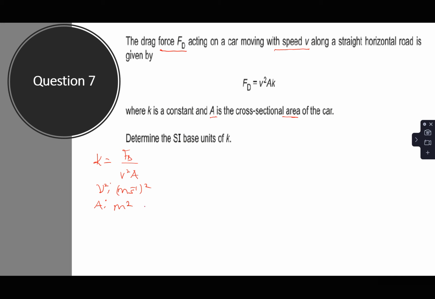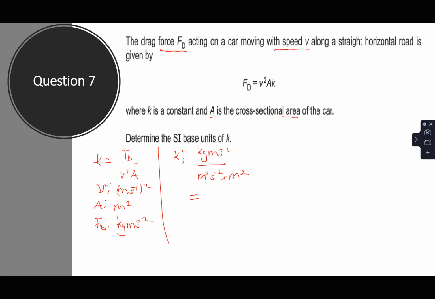And also we have F, the drag force Fd. Remember, force is mass times acceleration. So mass is kilograms, acceleration is meters per second squared. So all that remains is to combine these quantities into the base units of K. So the base units of K will be equal to the base units of force, which are kilogram meters per second squared, divided by V, which is meters per second. Now I'm squaring V, it becomes meters squared, s power -2, times area, which is meters squared.